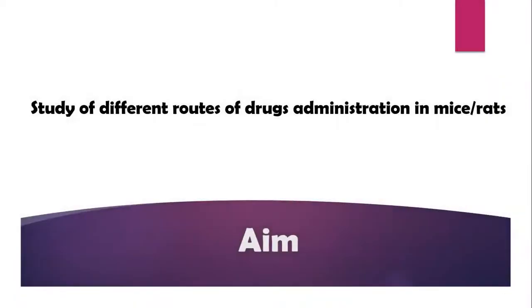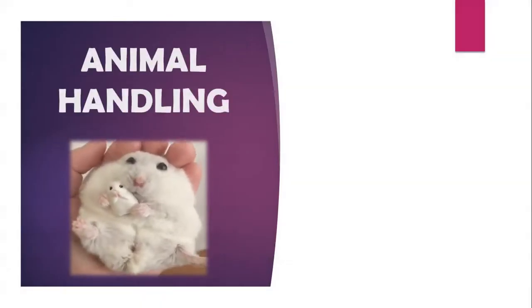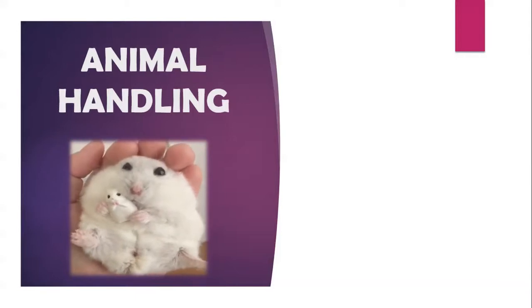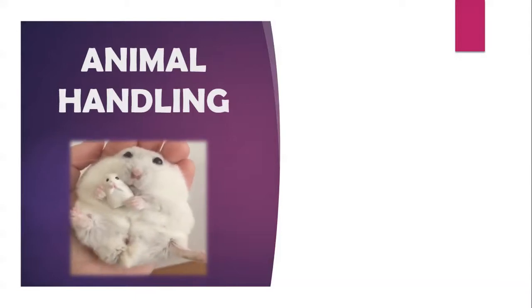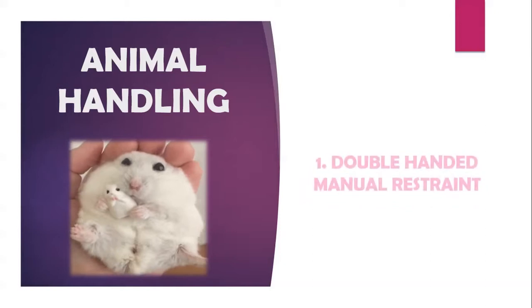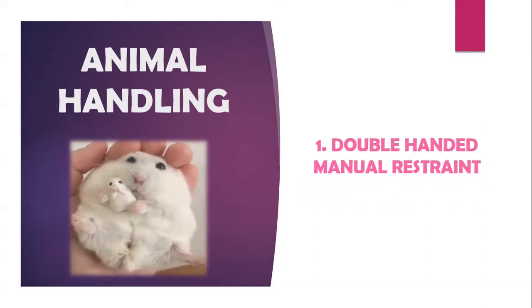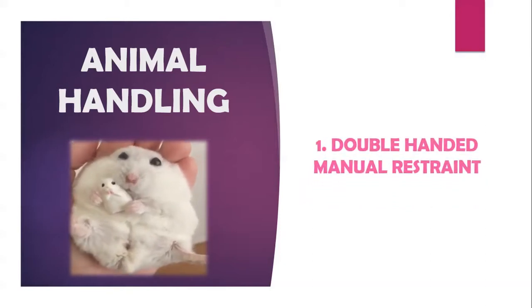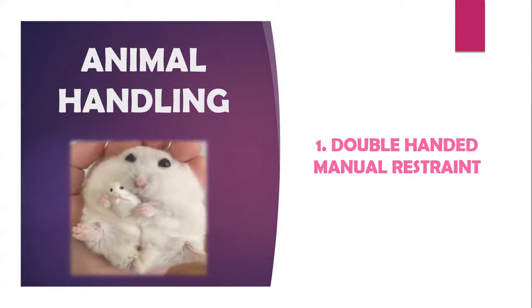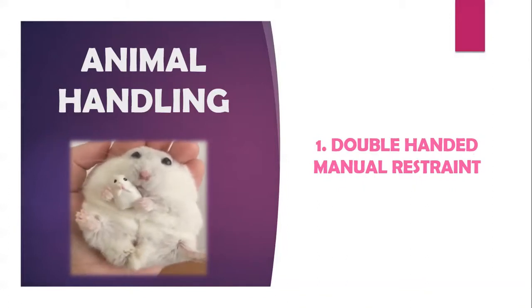The aim for today's practical is to study the different routes of drug administration in mice or rats. Now, the first one is animal handling. There are two types of animal handling. The first one is double-handed manual restraint, and the second one is single-handed manual restraint. Now, starting with the double-handed manual restraint.